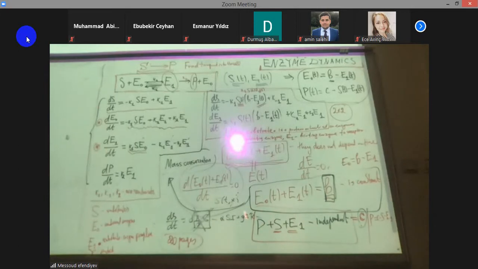That means this guy is a constant, and then it will be constant C. That means if you know S and E1, then P will be equal to C minus S minus E1. As soon as you know S and E1, you can define E0 without solving this. And also you can define P without solving this, because P will be C minus S minus E1. So this is fantastic.